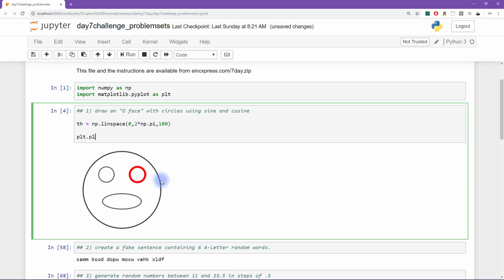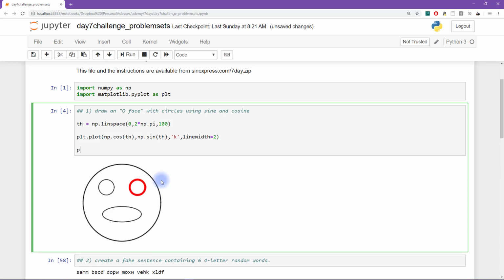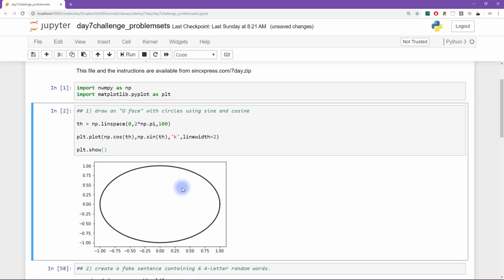So I will start by plotting the cosine of theta by the sine of theta. I'll make this a black line, and let's set the width of the line to be 2. All right, so now plt.show. That's actually going to erase this thing here, but that's fine. We're going to redraw it.